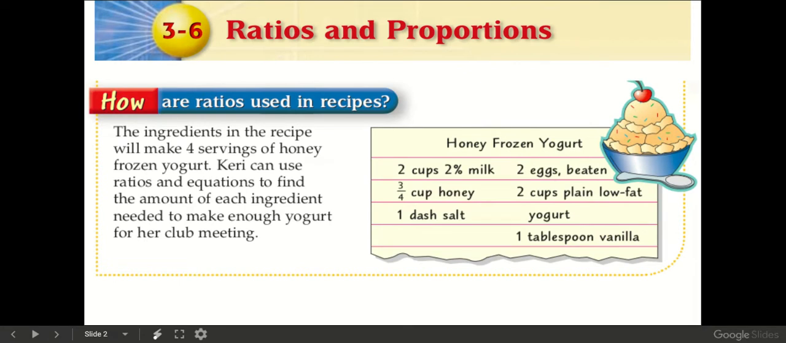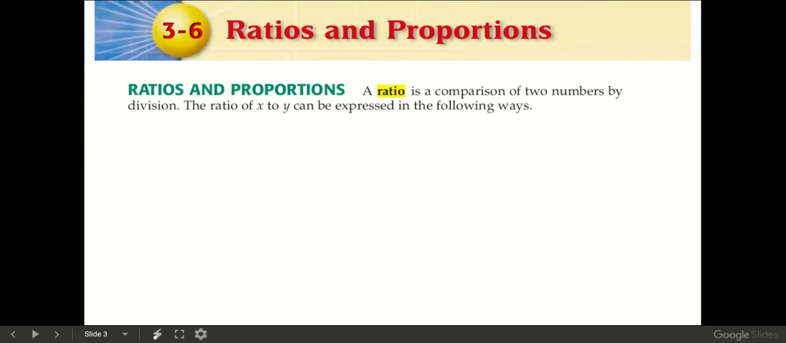The ingredients in a recipe will make 4 servings of honey frozen yogurt. Carrie can use ratios and equations to find the amount of each ingredient needed to make enough yogurt for her club meeting. Here they show you some ingredients, and ratios and proportions are actually used a lot when cooking or baking.